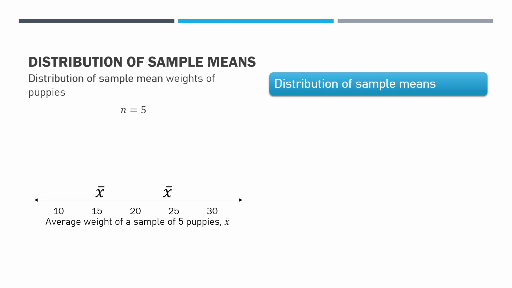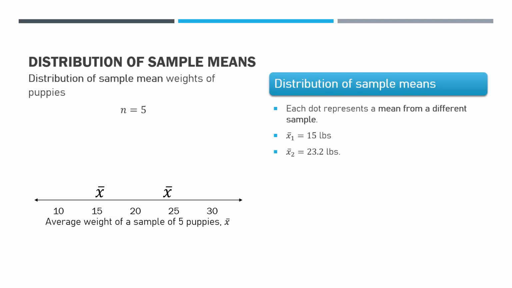So how are we going to cheat? We're going to look at this thing called a distribution of sample means. Now, as you can see, all the puppies are gone from our dot plot and they've been replaced by x bars, sample means. So that's what a distribution of sample means will look like. Each dot is going to represent a mean from a different sample.